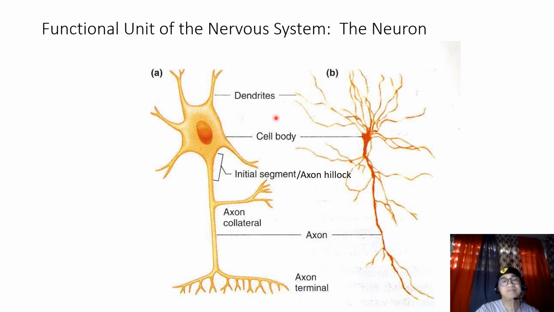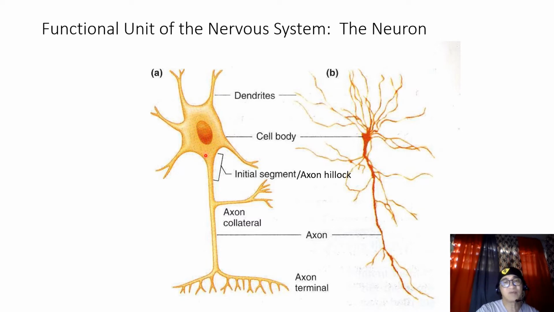This neuron that is shown here is a multipolar neuron. It's one of the structural classification of neurons. It has several branches or several cytoplasmic extensions, since it's called multipolar. There are also neurons that have only two cytoplasmic extensions, one being the dendrite and the other being the axon. We call these neurons bipolar neurons, having only two cytoplasmic extensions or fibers.